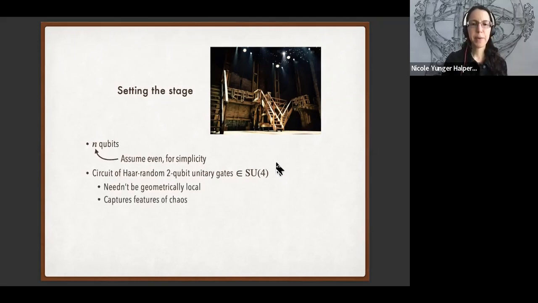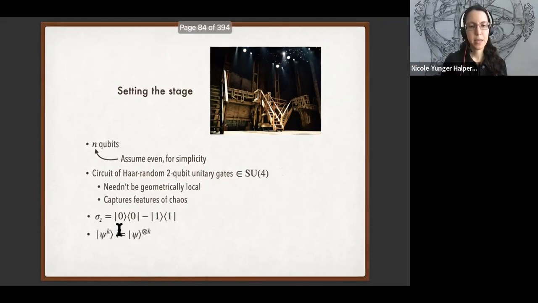This random circuit model, although it isn't evolution under a fixed Hamiltonian, which is often a model for chaos, captures features of chaos. So it's been used a great deal recently to learn about properties of quantum chaos. I will notate the +1 eigenstate of the sigma z operator with 0. And sometimes I will notate tensor products like this.